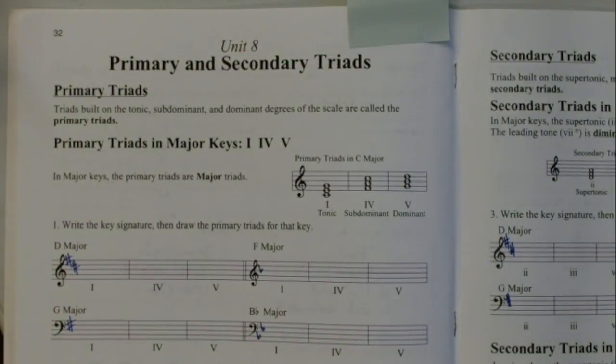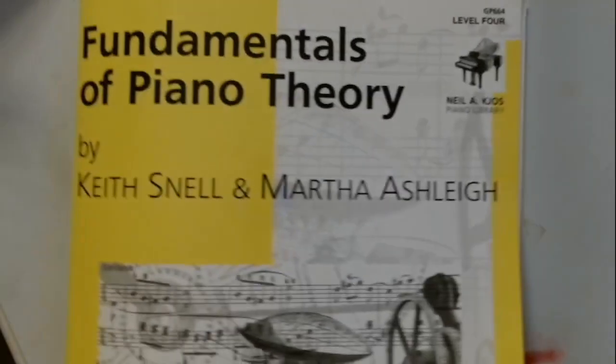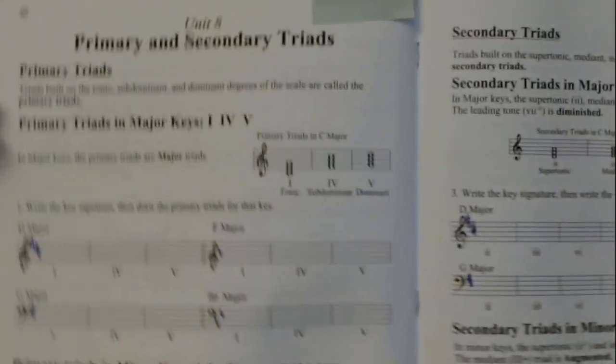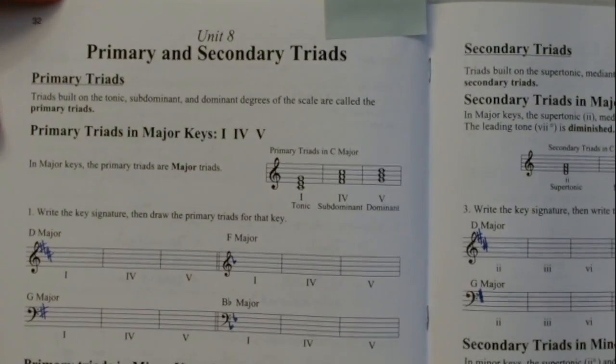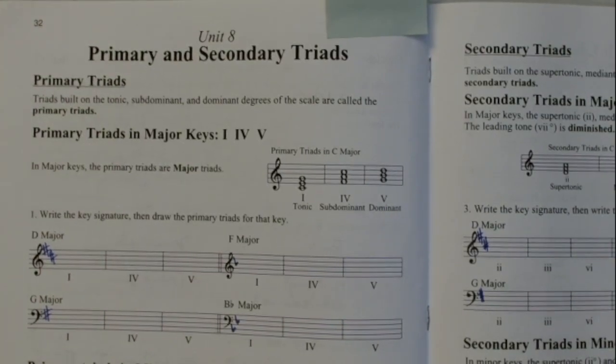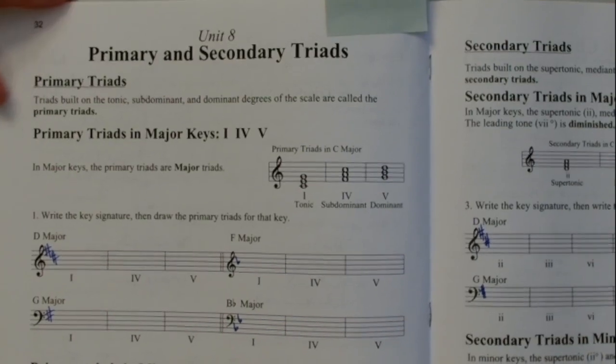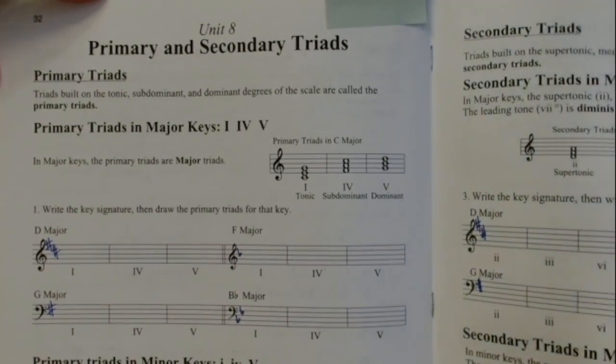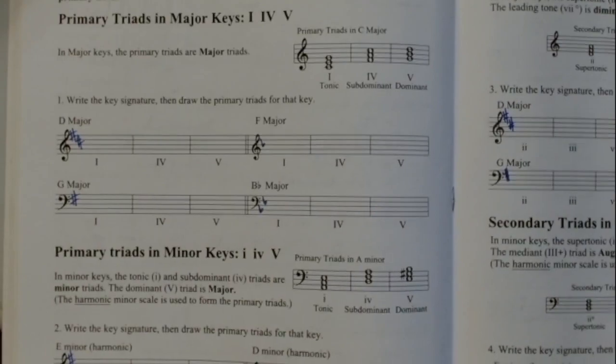This is Unit 8, Primary and Secondary Triads from the Fundamentals of Piano Theory, Level 4. In this unit, we're going to talk about, first of all, what chords are considered primary and what chords are considered secondary, and then labeling them in the different keys that they give us.